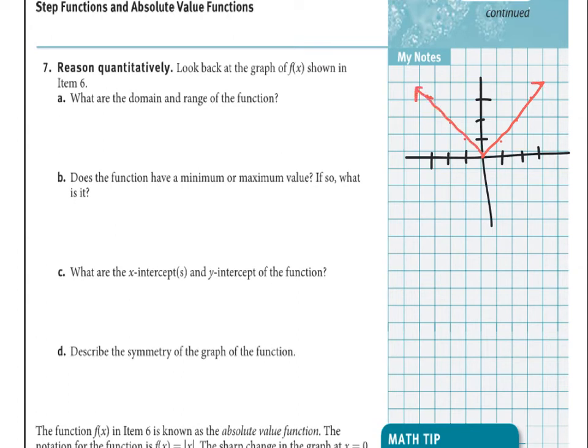Okay, so let's think about domain and range of the function here. So the domain again, which x values is this thing going to exist for? If you think about the way the rule was written, we had one rule for all negative x values. We had one rule for all numbers greater than or equal to 0. So the domain is going to be all real numbers, right? X could be anything we wanted.